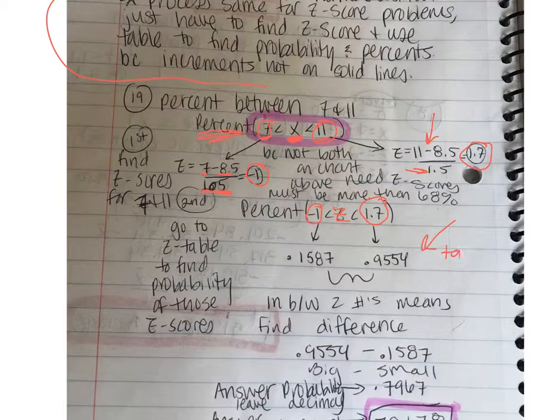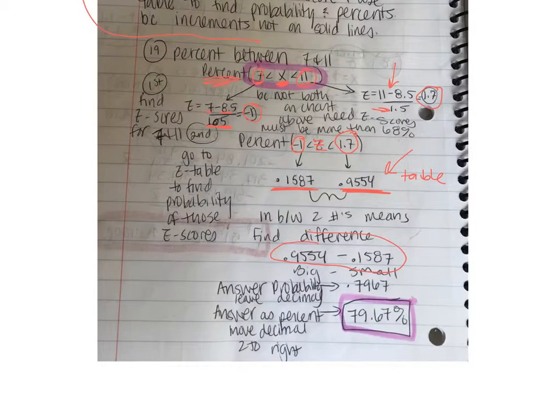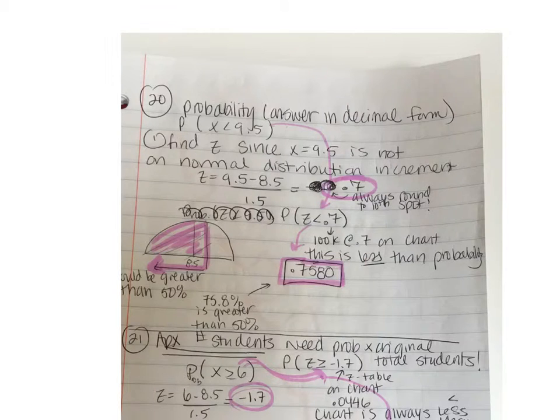So when we go to the table and we look for 1.7, we get about 0.9554. When we go to the table and we look at negative 1, we get 0.1587. So if it says in between, we're taking the difference between the two. It's always big minus small to get the difference. So that would be 0.7967. If it asks for probability, that would be our answer, but it said percent, so we moved the decimal 2 to the right. So our answer is 79.67%. Okay, so for number 20, it said probability, so we want to have decimal form for our answer.